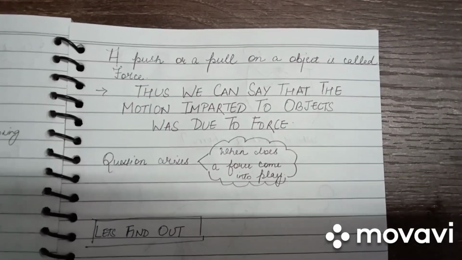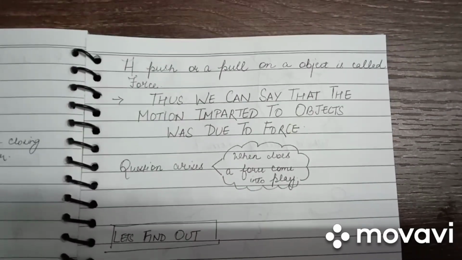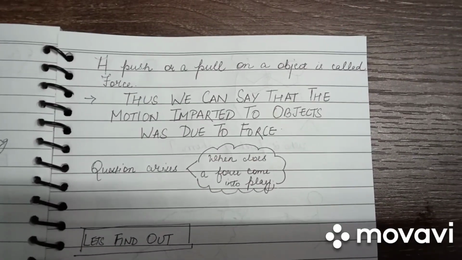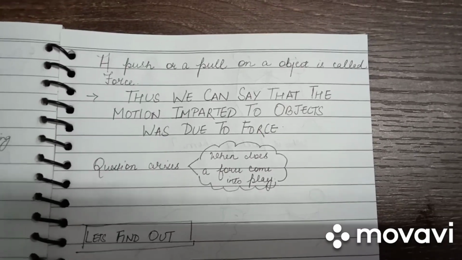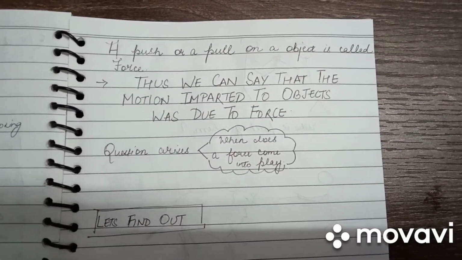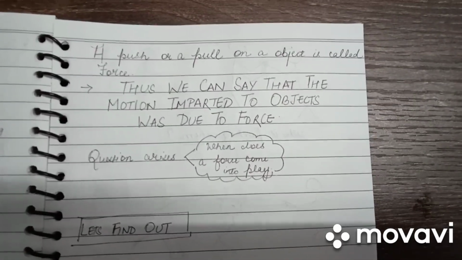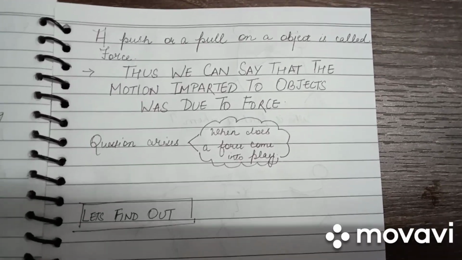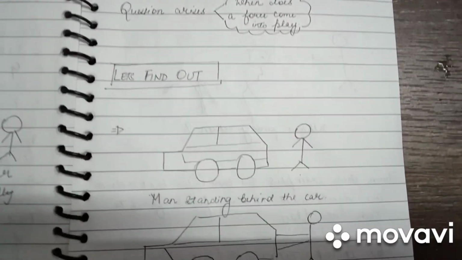Hello everyone. Earlier in this topic, we discussed that a push or a pull on an object is called force. Thus, we can say that motion imparted to objects was due to force. Now, a question may arise, when does a force come into play? Well, let's find it out.